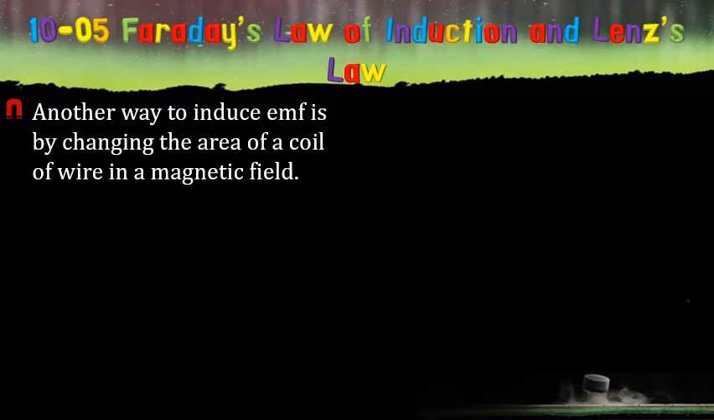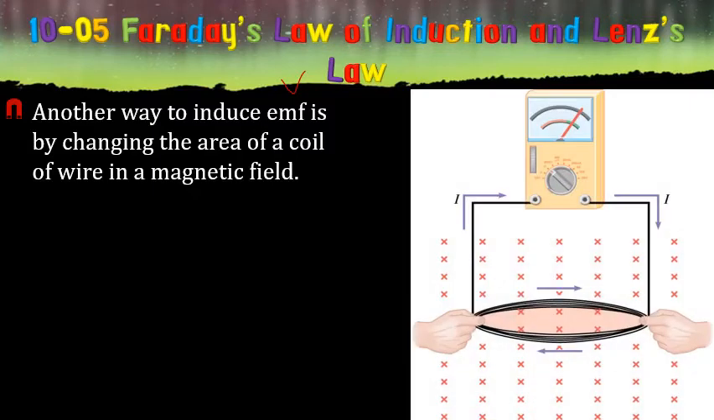Another way we could create an EMF and an induced current is by changing the area. So if we took a round circle and stretched it out like this, that would actually create a current.